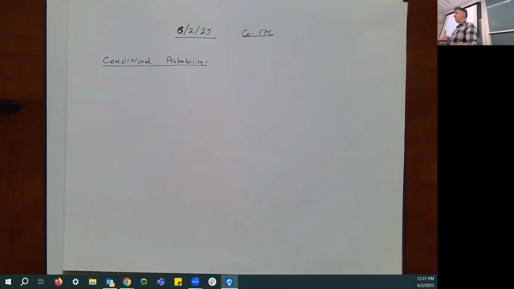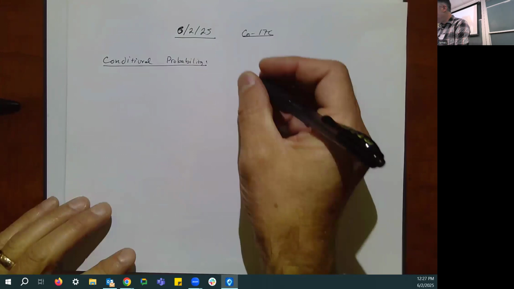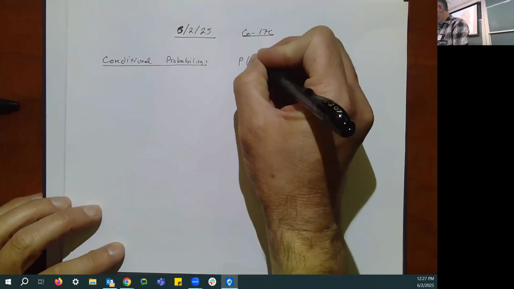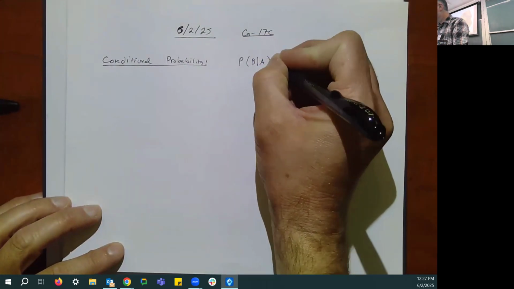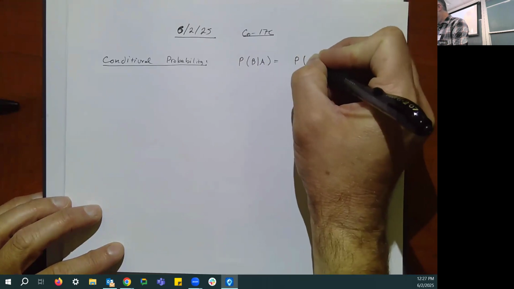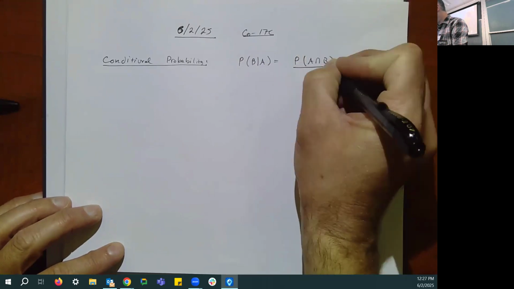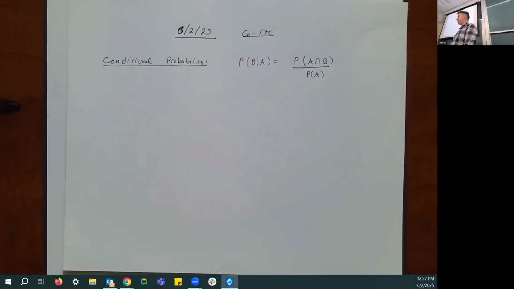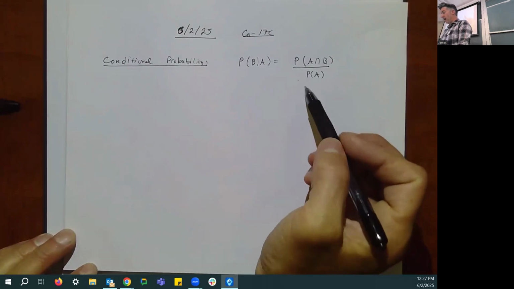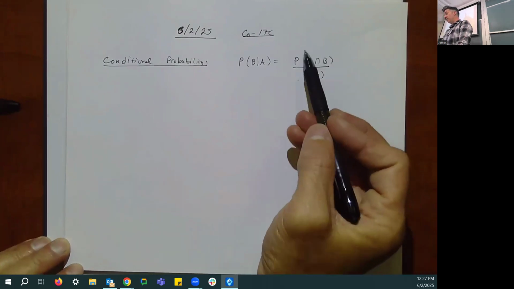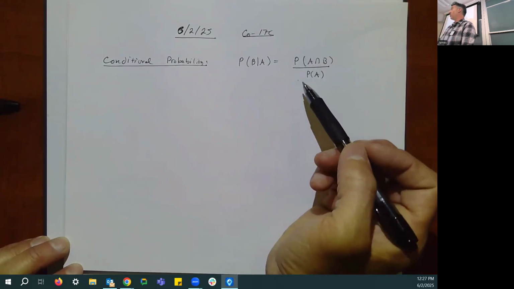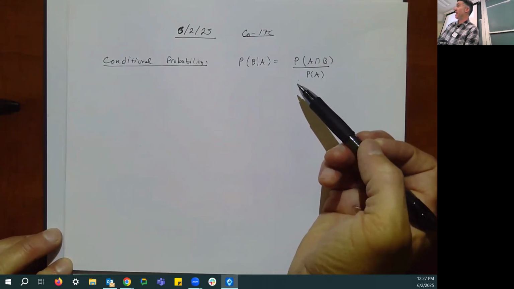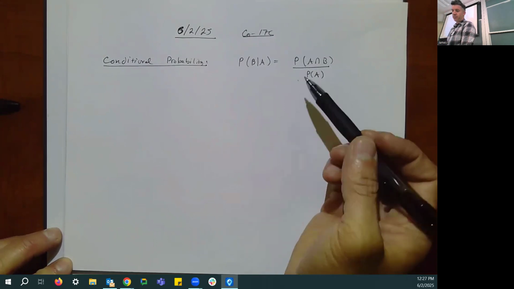Whenever I hear conditional probability, the first thing I think of is this formula. The probability of B given A is the probability of A and B divided by the probability of A. That is the formula that sticks in my head. That's the one I would encourage you to remember because I think it makes the most sense. You're saying I'm already stuck in A, and then I want to know the chance of being in B, which means I also have to be in A, given that we're in A.